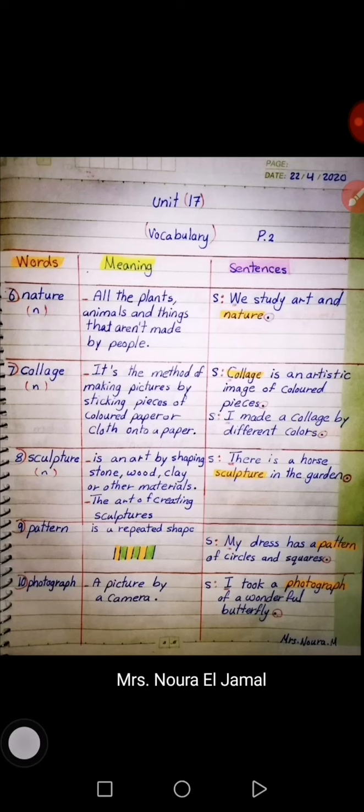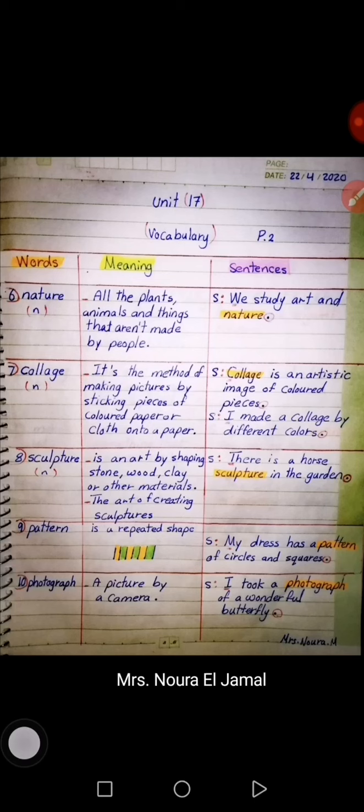When we make things like animals or people, we can shape the stone or the wood or the clay and make a sculpture using these materials. There is a horse sculpture in the garden. It's not real, but it's a sculpture. It's from the stone.